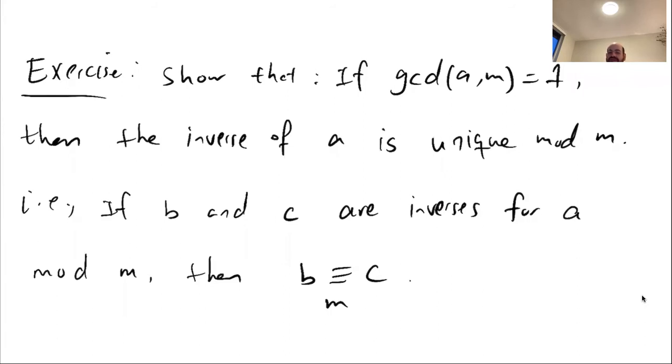But I did not say that the inverse is unique. I said that inverse is unique mod M. What's the meaning of this? Means you can have two inverses which are not equal, but they are equal mod M, meaning that they're congruent mod M. So if you want to show that a solution is unique, you have to show that if there are two solutions, then those two solutions must be equal. But if you want to show that the solution is unique mod M, it means you have to show that if there are two solutions, then those two solutions are congruent mod M.